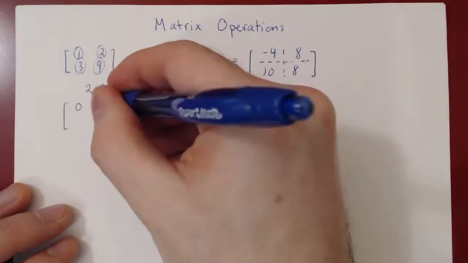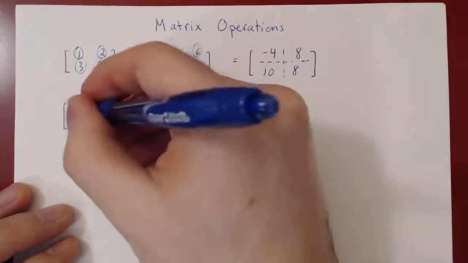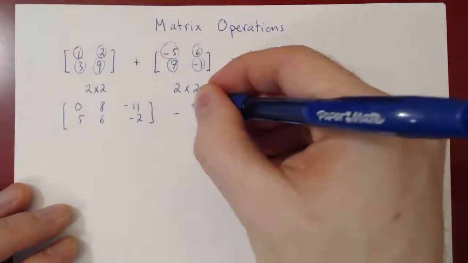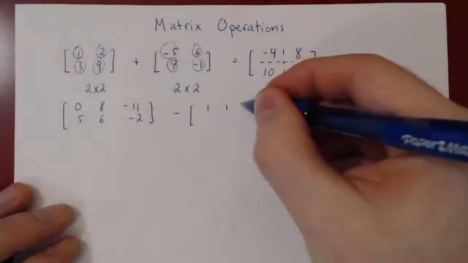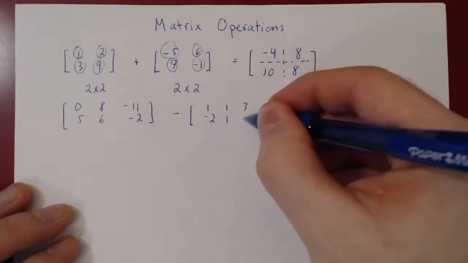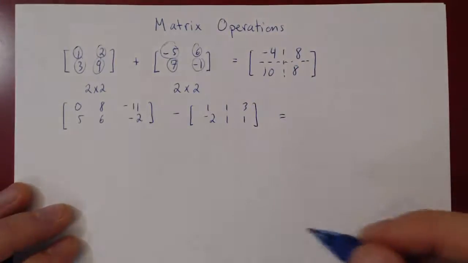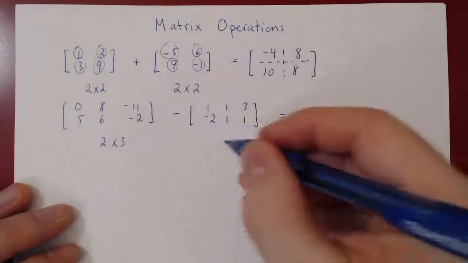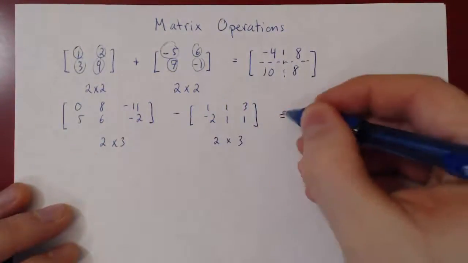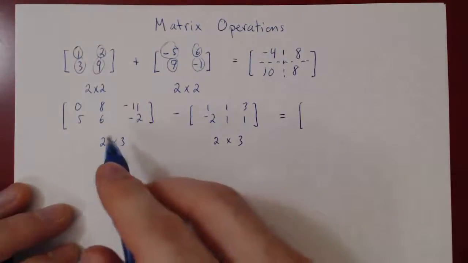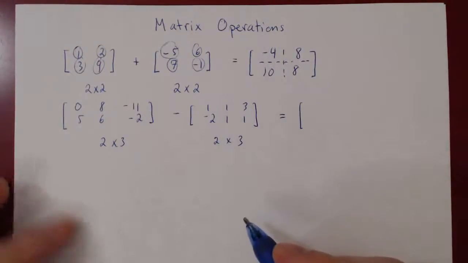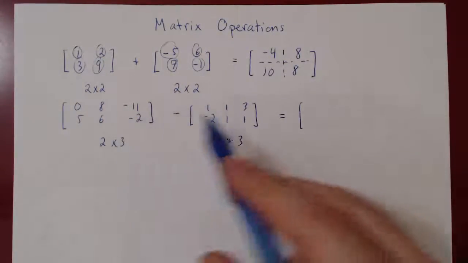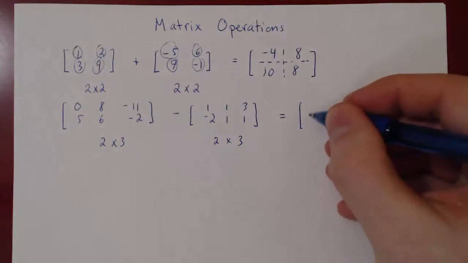Let's go with 0, 8, -11, 5, 6, -2, minus 1, 1, 3, -2, 1, 1 equals, well, both are 2 by 3 matrices, 2 rows, 3 columns. So the result would be a 2 by 3 matrix as well. And if we add corresponding entries, we will then subtract corresponding entries.